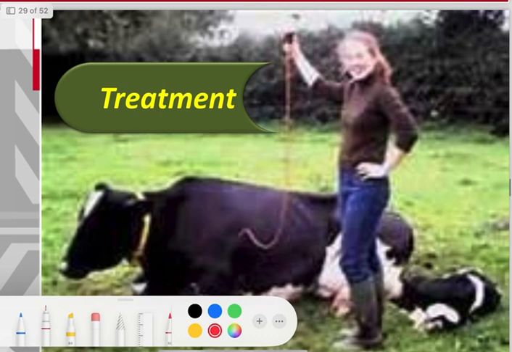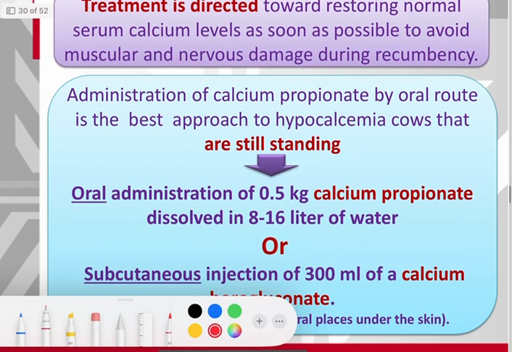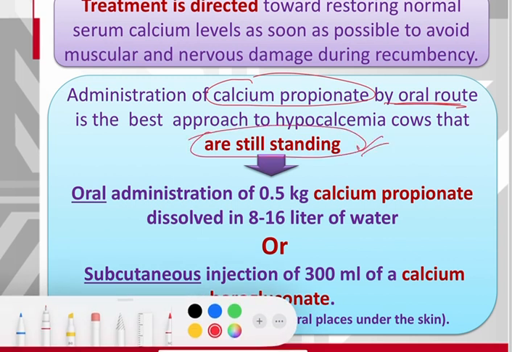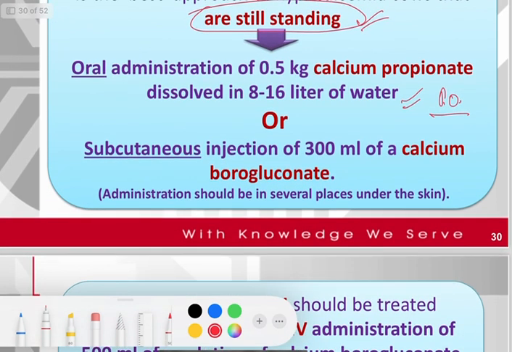So coming on to treatment, what treatment can we suggest? Treatment plan depends on the stage of the milk fever. We can administer calcium propionate by oral route, which is the best approach towards hypocalcemia in which the cows are still standing. We can give 0.5 kg of calcium propionate, dissolved in 8 to 16 liters of water, and given per orally. Or we can go for subcutaneous injection of 300 ml of calcium borogluconate.